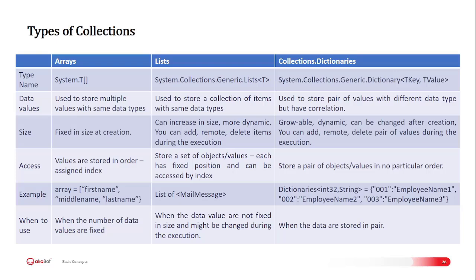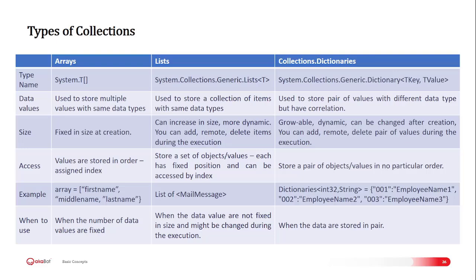Next, we have lists. Lists are similar to arrays but are much more flexible. You can add, remove, or modify items in a list during execution, making it a dynamic and growable collection. Like arrays, the values in a list are stored in order and can be accessed by their index. For instance, you may have a list like list of mail messages, where each entry represents a different mail message. Lists are ideal when the number of data values is not fixed, and you may need to change the size during the process.